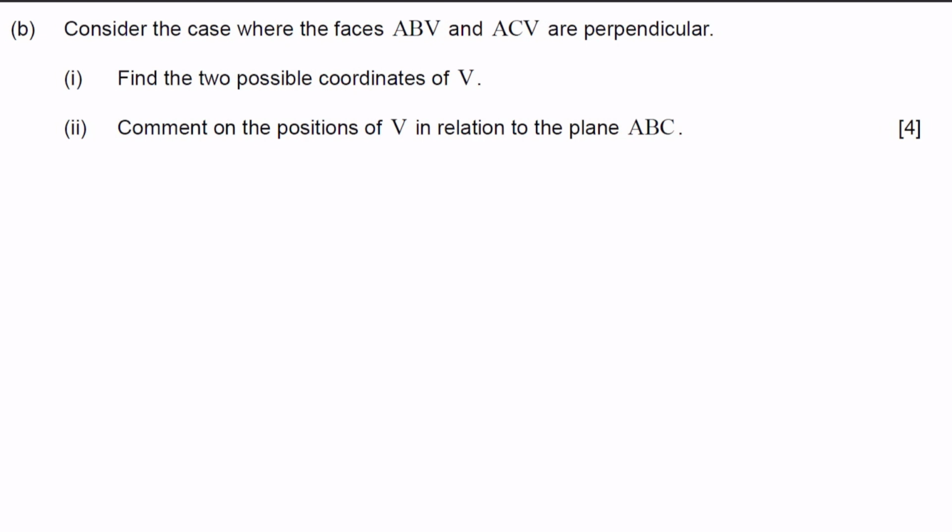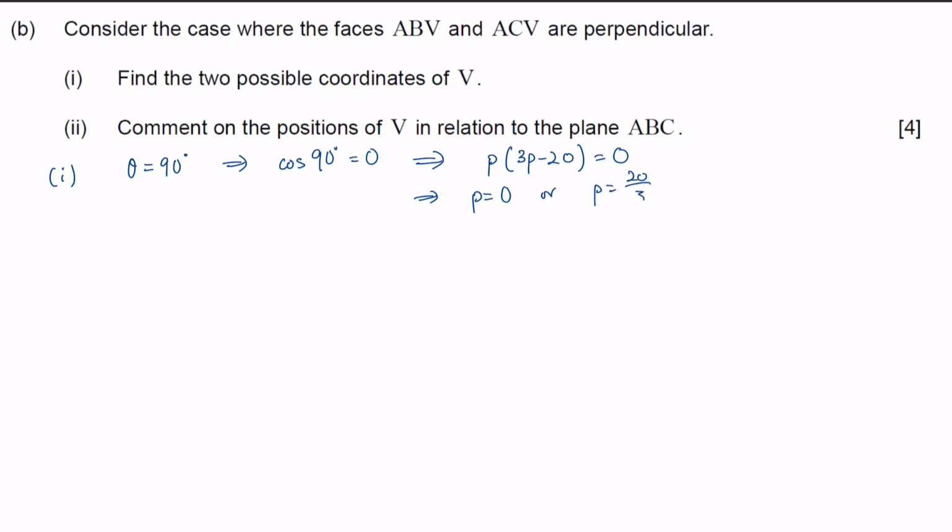B, part 1. Consider the case where the faces are perpendicular, so that means that theta is 90 degrees. If theta is 90 degrees, that means that cosine of 90 degrees is 0, and so therefore the numerator of that fraction that we just found will be 0. So that means that p is actually 0 or p is 20 over 3. And so the possible coordinates of V are (0, 0, 0) or (20 over 3, 20 over 3, 20 over 3).